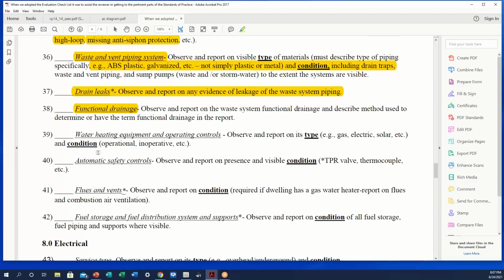And they'll say water heater is operational, and then in the report it says gas was locked off during inspection. Well, it's not operational then, everybody. The gas was locked off.